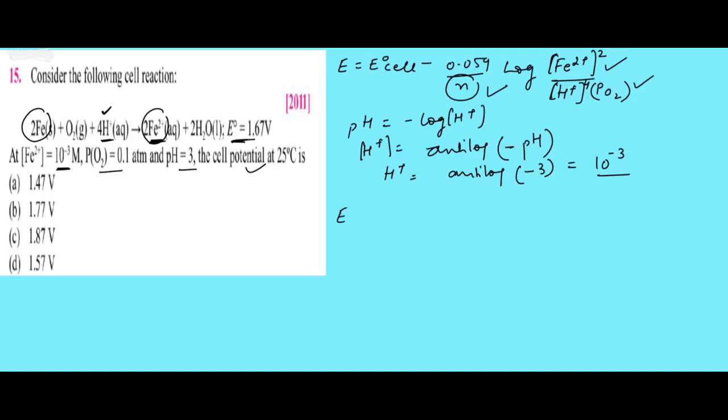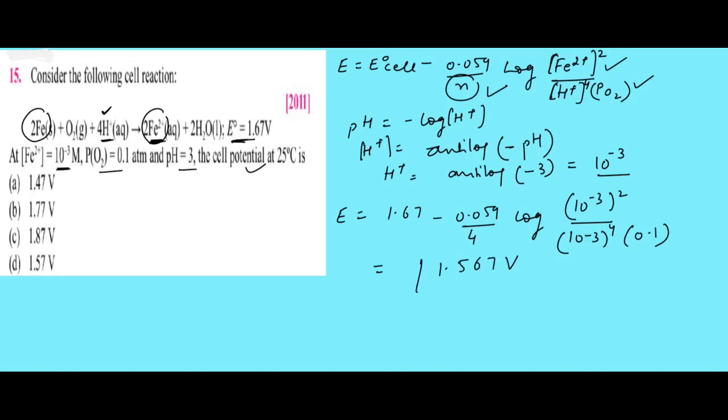Now you will put all the values which are given. E naught is 1.67 minus 0.059 upon n, which is 4, log of ferrous ions concentration 10 power -3 whole square, over H plus, which is 10 raised to the power -3 whole power 4, and pressure given to you, it is 0.1. Okay, so when you solve this equation, you will be getting the final answer as 1.567 volts.